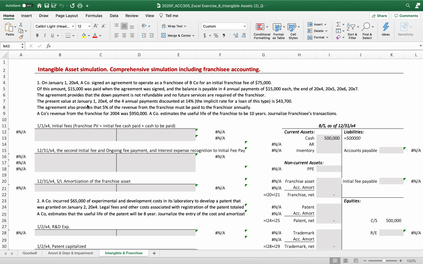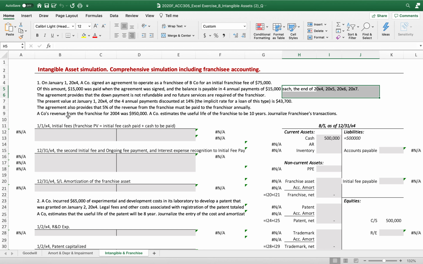The present value at January 1st, 2004 of the 4 annual payments, except for the initial payment of $15,000 paid on January 1st, is discounted at 14%. So we have been given $43,700 as the present value of these 4 future payments. The $60,000 in the future should be discounted at 14%.